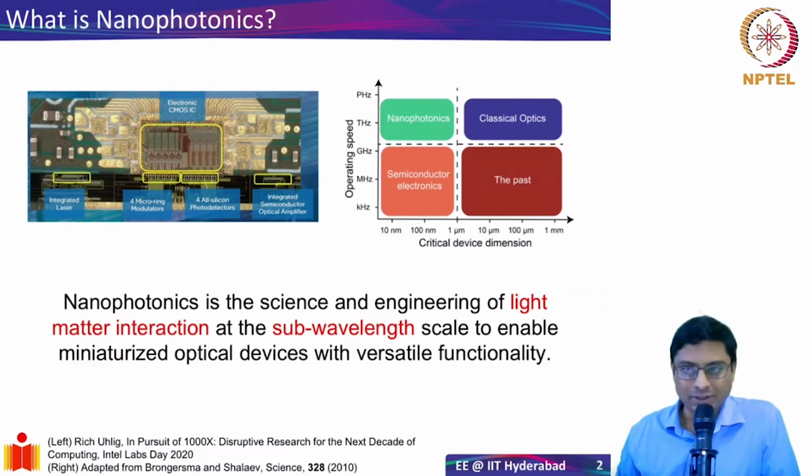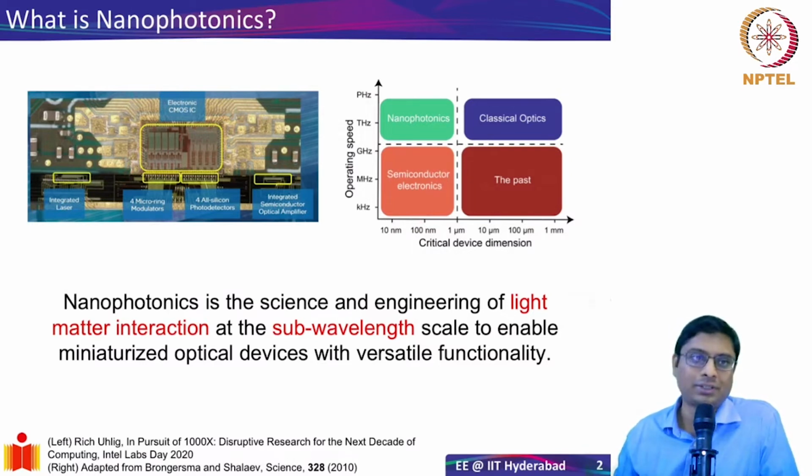If you look at the graph on the right, you see on the x-axis the critical dimension, the sizes of the devices. On the y-axis you see the operating speed. If you look at the semiconductor electronics, which is the reason why the current technology has progressed so much, we see that the electronics is essentially deep submicron. The dimensions of the MOSFETs are much below 1 micron, so we call it deep submicron. And the operating speeds are typically around a few gigahertz. That's the maximum speed that you can achieve. So the electronics operate in this section of the graph, whereas optics is much larger.